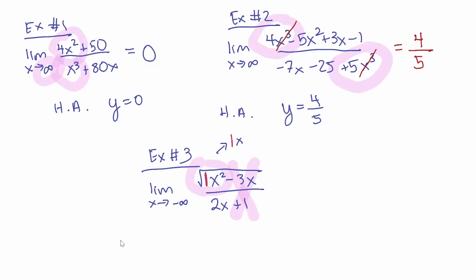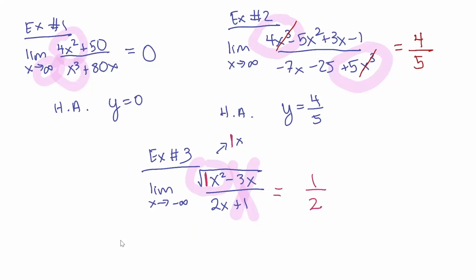Okay, just 1. And so if I now look at top and bottom, do I have top heavy, bottom heavy, or equal? Excellent. They're equal because it's x to the first on top and x to the first on the bottom. And so if they're equal, then the limit does exist. We have a ratio of the leading coefficients. We have 1/2, 1 on top, 2 on the bottom.